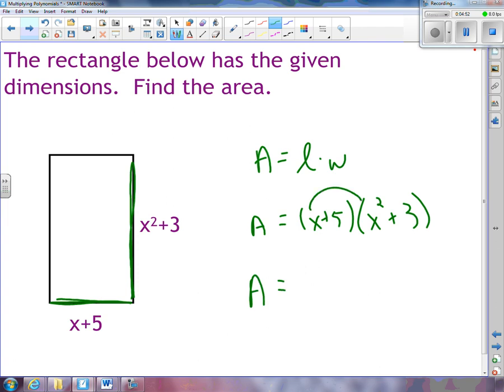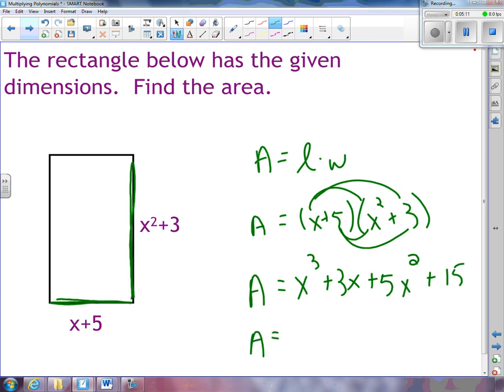So x times x squared is x cubed. X times 3 is 3x. 5 times x squared is 5x squared, and 5 times 3 is 15. So here there's nothing to be combined. However, this is not written in standard form, so you should just take a second and put it in standard form.